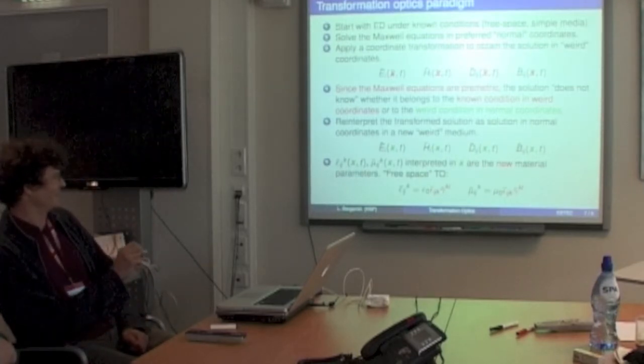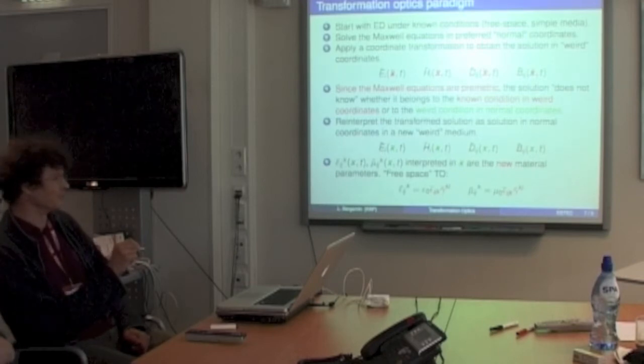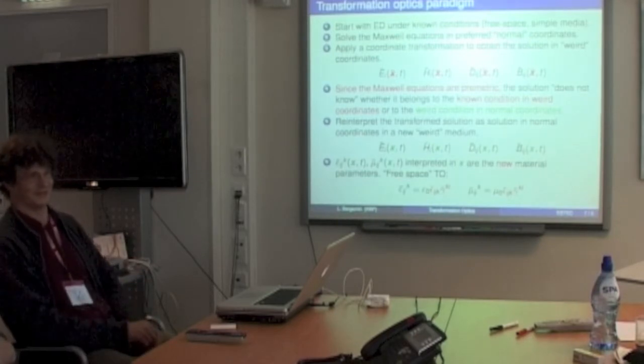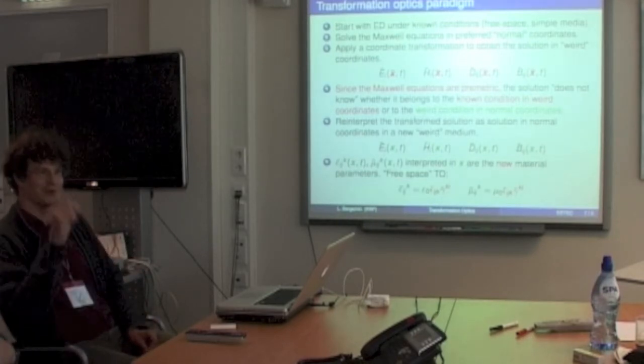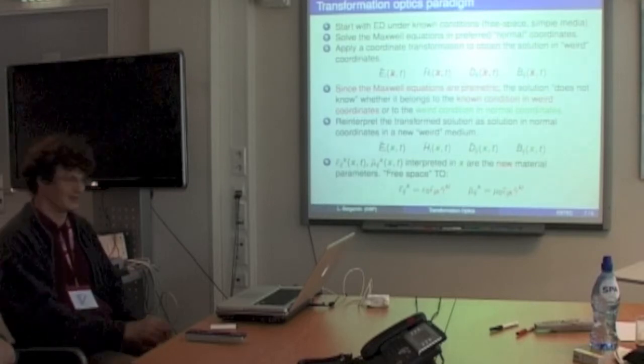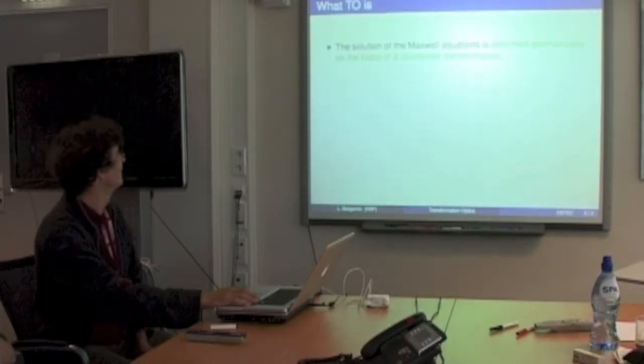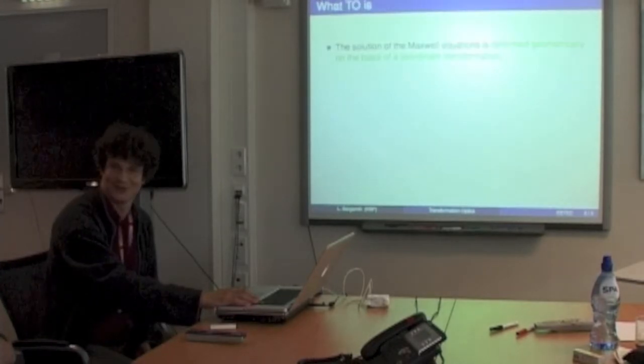But realize that if I am now in the case where I have the complicated medium in normal coordinates, this object here is no longer the metric, because this is the metric in weird coordinates. But now I'm talking about a complicated system in normal coordinates, so that is no longer the metric. So indeed, I did something to the material. And actually, I'm coming to the end.